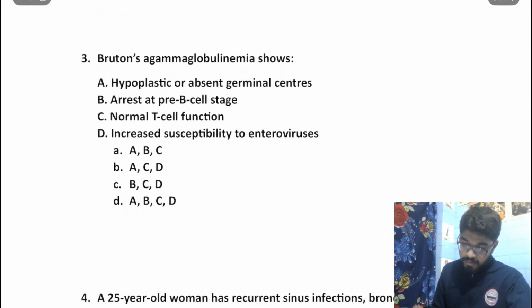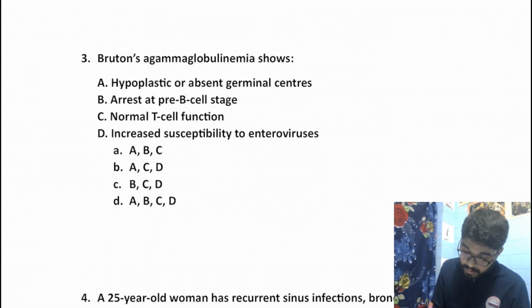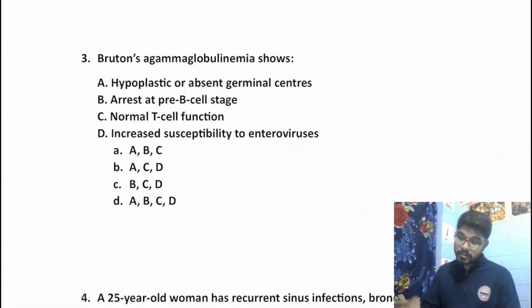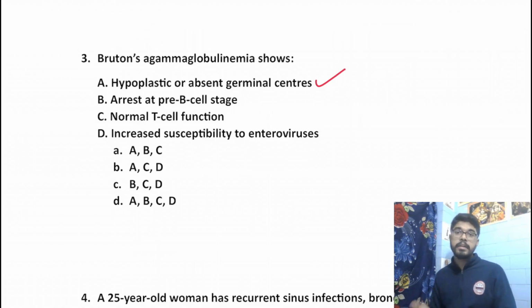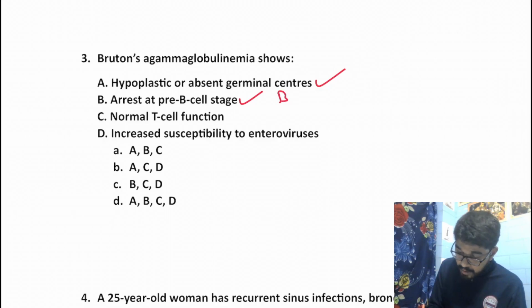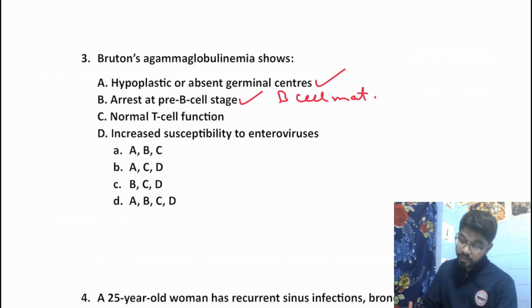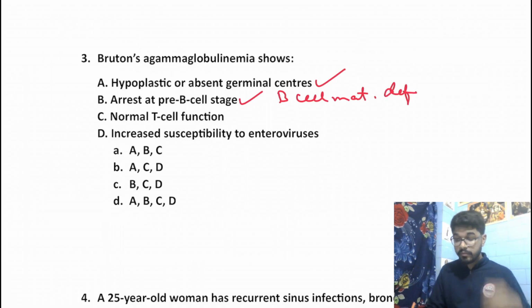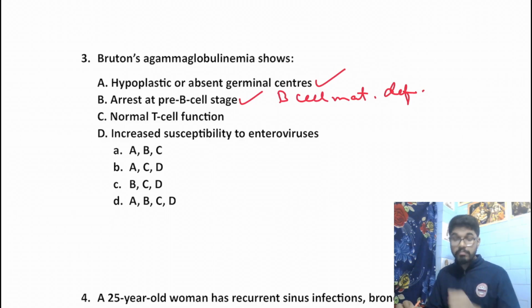Bruton's agammaglobulinemia shows hypoplastic or absent germinal centers. Yes, that's a true statement as already discussed. Absent lymph nodes also suggest Bruton's agammaglobulinemia. Arrest at pre-B cell stage: that's a true statement because, as already discussed, due to the BTK gene mutation the B cell maturation is defective, so there would be arrest at pre-B cell stage.